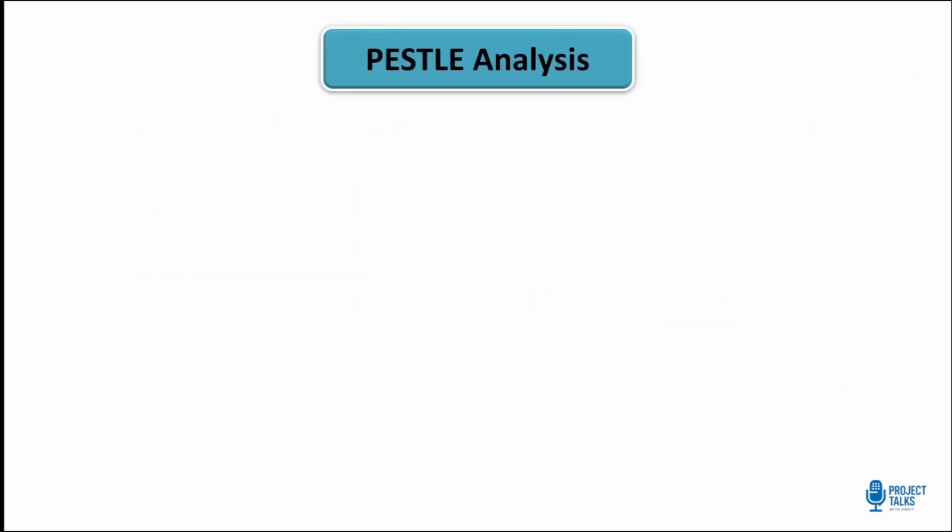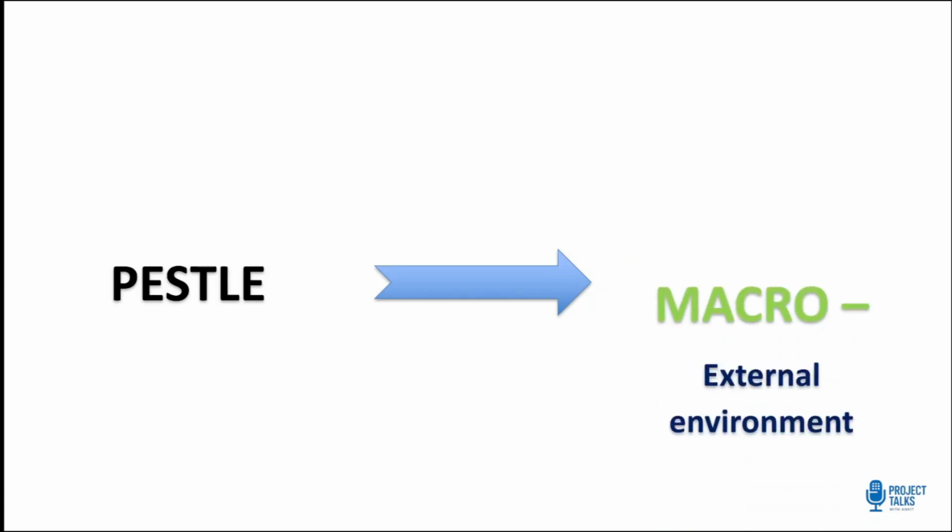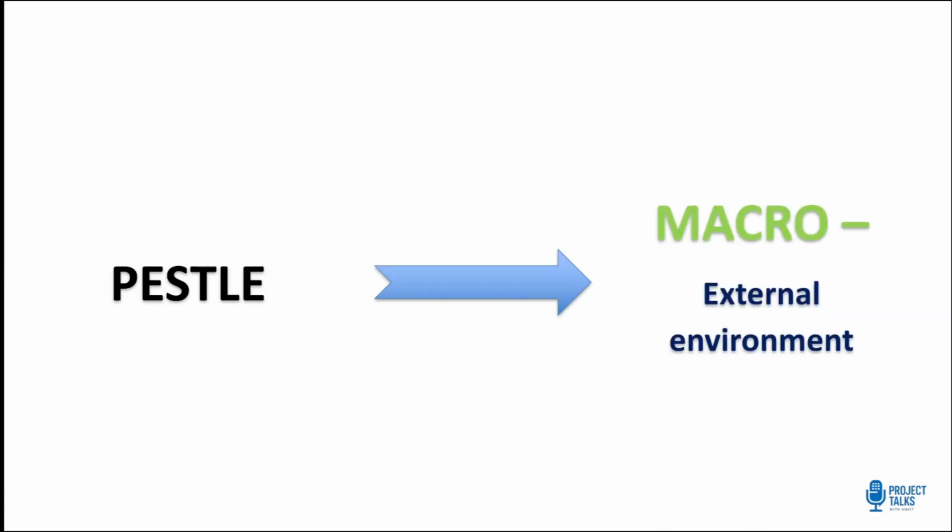Now, this is where PESTLE analysis becomes crucial. It helps project managers scan the external environment to anticipate and plan for forces that could make or break the project. But before we even open up PESTLE, let's zoom out and talk about the different environments that affect a project: internal, micro, and macro. This will give you the right foundation to understand why PESTLE matters.